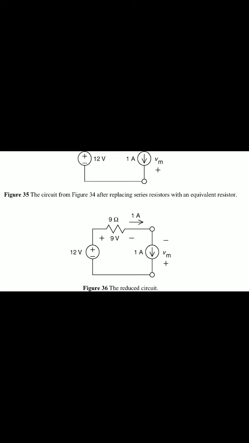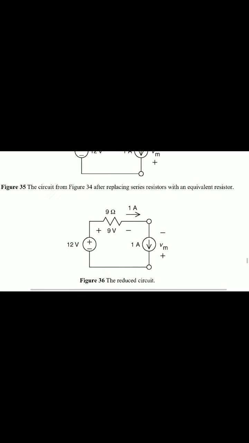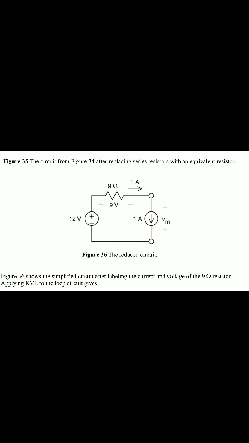See here, the circuit from figure 34, after replacing a series resistor with an equivalent resistor, see here figure 36 reduced circuit. Figure 36 shows the simplified circuit after labeling the current and voltage of the 9 ohm resistor. Applying KVL to the loop gives 9 minus Vm minus 12 equal to 0. That is Vm is equal to minus 3 volts. This is the voltage across the meter.